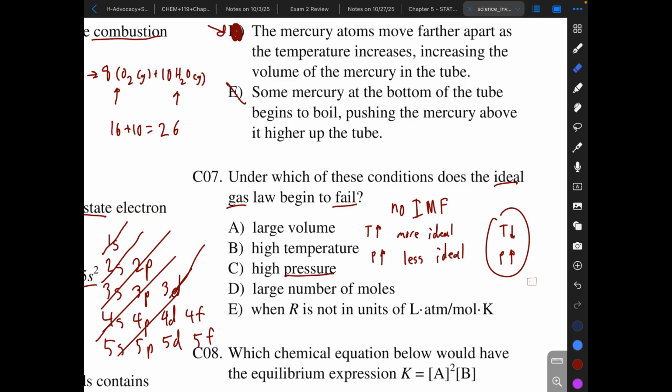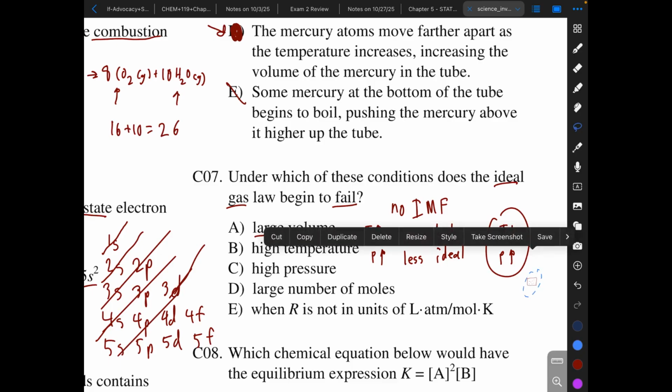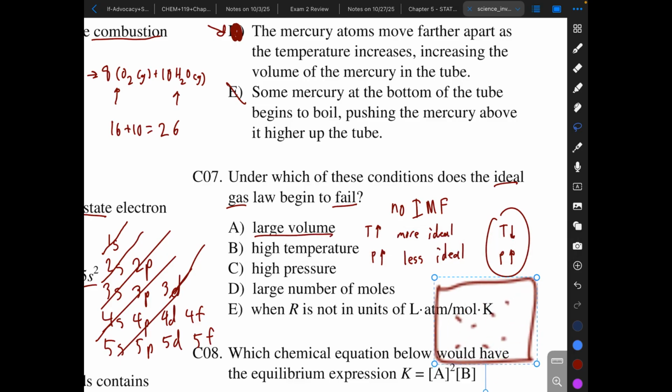So let's look at the option choices. Large volume. Having a large volume is essentially resizing this box to make it really big, which is the opposite of adding a lot of pressure. Since it's really big, the molecules are really far apart and the intermolecular forces between them are just not as strong. So that's when it becomes more ideal, which is not what we're trying to find. We're trying to find the least ideal because it's failing.